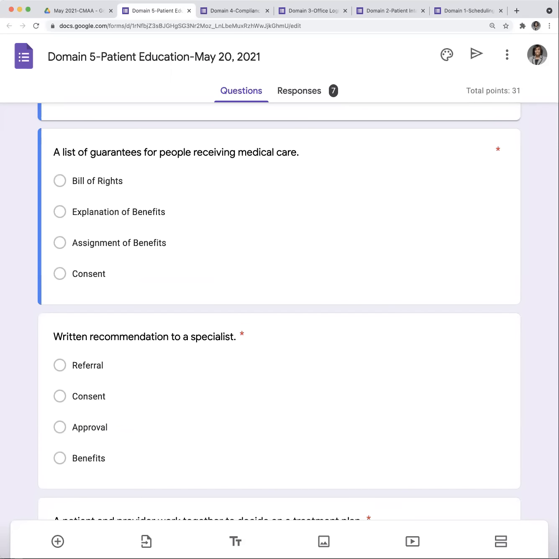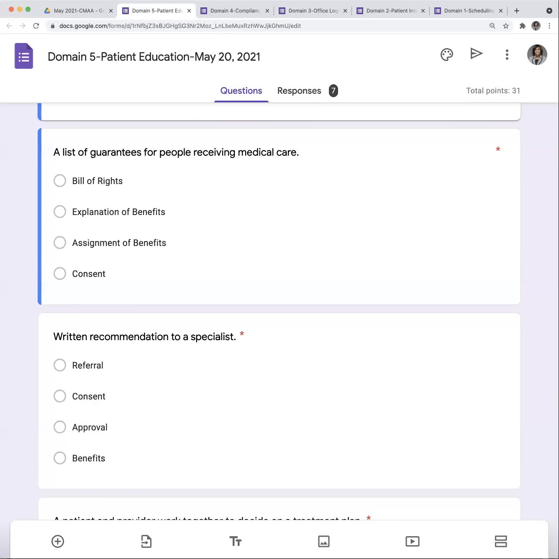Next is patient education, a list of guarantees for people receiving medical care. Explanation of benefits. Are you sure? I think it's assignment of benefits, right? So explanation of benefits is that paper that the patient gets in the mail that says this is not a bill. Assignment of benefits is where the patient tells us it's okay for the check to come to us. Also, then it's Bill of Rights. All right.